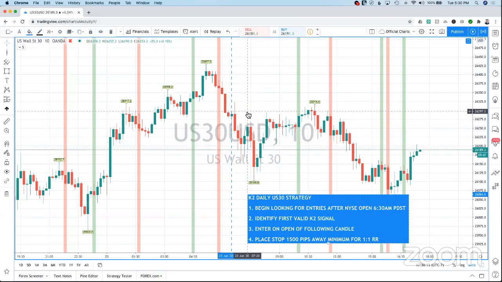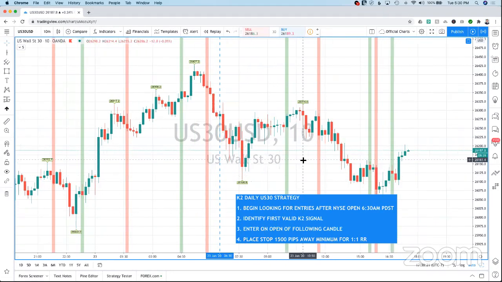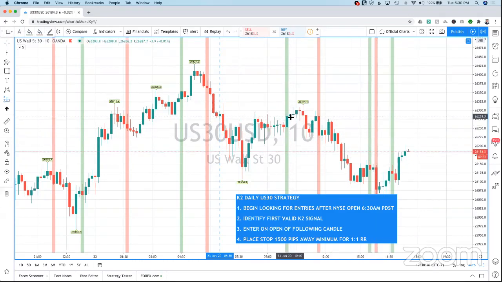We begin looking after 6:30 a.m. And then next, we're going to identify the first valid K² signal, which is right here. Since those two requirements are met, we're going to enter on the open of the following candle. So as soon as this candle closes, we're going to enter a buy position because we have a buy signal right here. We enter right over there.